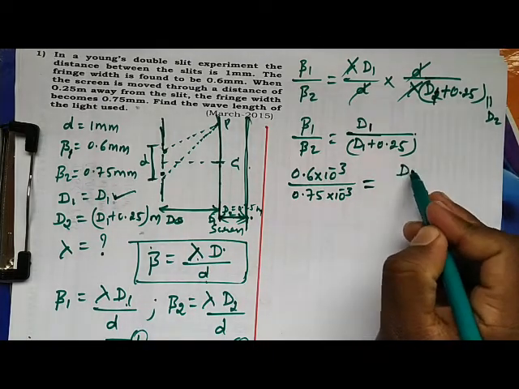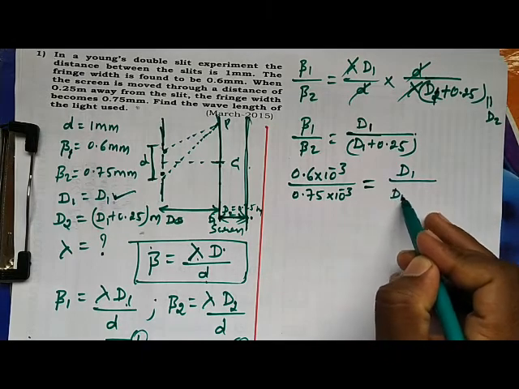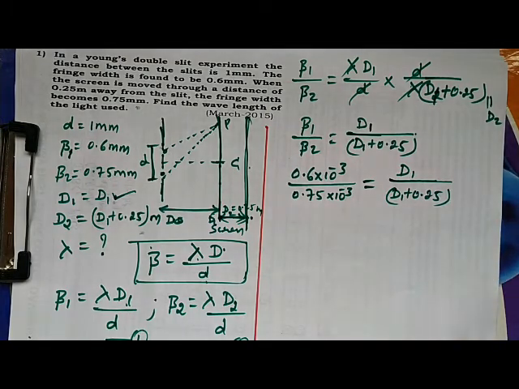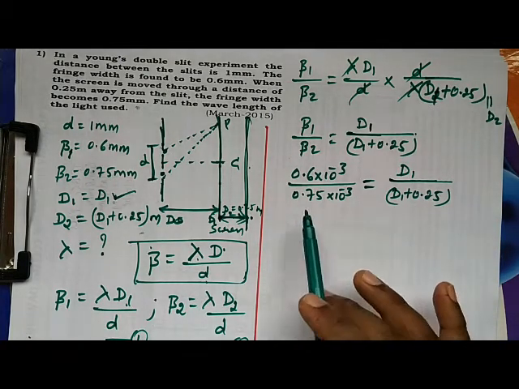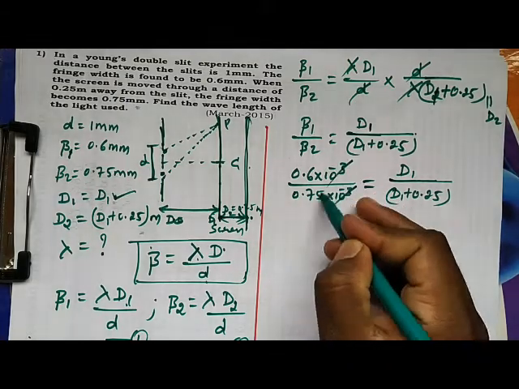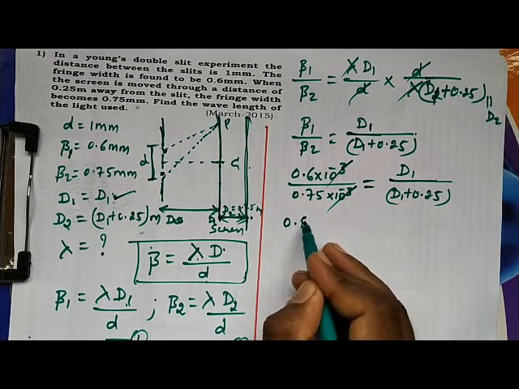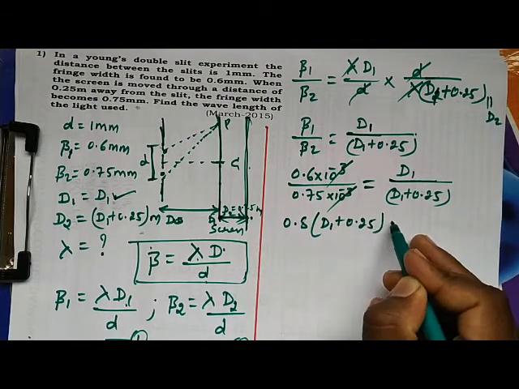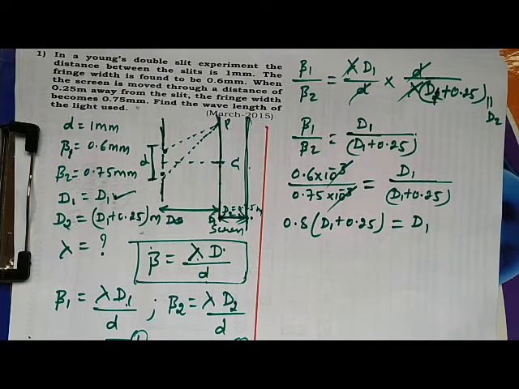So now this can be written as d1 divided by d1 plus 0.25. Let us simplify this expression. 0.6 divided by 0.75 gives the answer 0.8. Here 10 to the power of minus 3 gets cancelled. So 0.8, cross multiply, d1 plus 0.25 is equal to d1. Again 0.8 into d1, and 0.8 into 0.25, multiply.